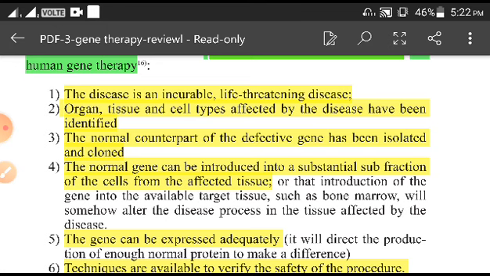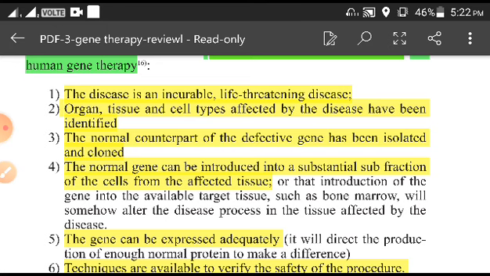Second, organ, tissue and cell types affected by the disease have been identified. If you know exactly what disease and what organ, what tissue is being affected, clear identification is needed. The normal counterpart of the defective gene has been isolated and cloned. Means already you have identified it, then after identification you have isolated and cloned it. Then only you can do the further things. If in some cases isolation or cloning is not possible, then you can't do this.